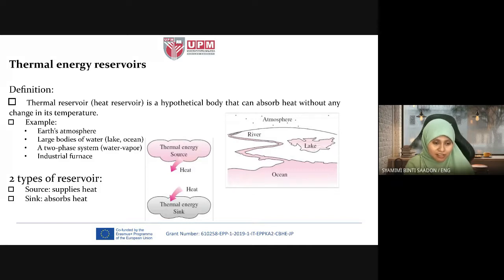Okay, and the sink. A heat reservoir, the thermal energy sink, has the function of absorbing heat. For example, our atmosphere, or a lake, ocean, large bodies of water. That type of reservoir will absorb heat. So we have to have these two types of reservoir. One to supply heat, which we call the heat source. The second one is to absorb heat, which is what we call the heat sink. Okay, heat source, heat sink.